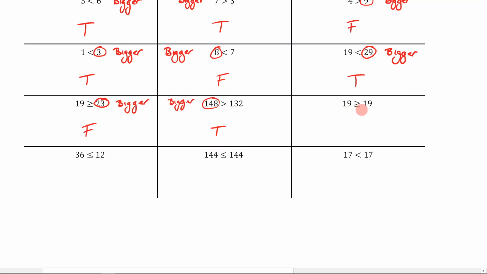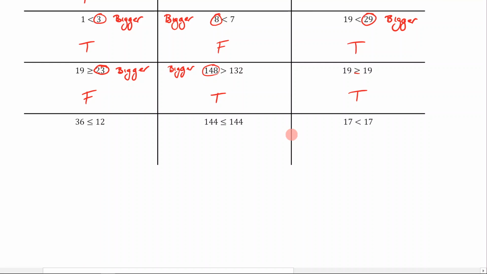19 is greater than or equal to 19. That is true because it's got that equal to sign there. So that's how we know it's true. How about 36 is less than or equal to 12? Well, this is false. It should be eating the bigger number. What about 144 is less than or equal to 144? Well, this is true because they're equal to each other. And then finally, 17 is less than 17. Well, that's false. If there was a line underneath it, it would be true, but because there's not, it's false.